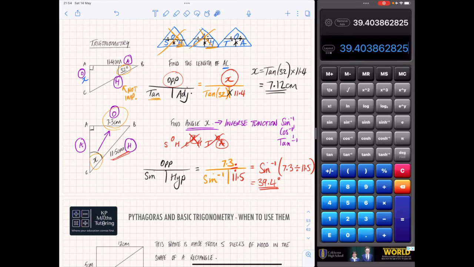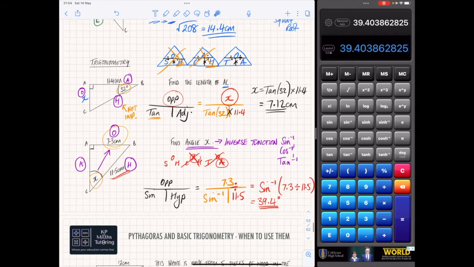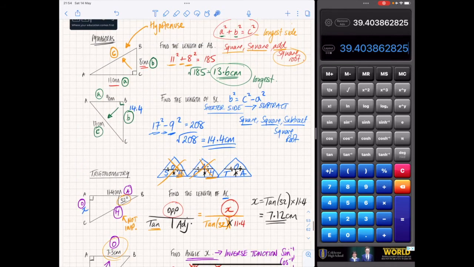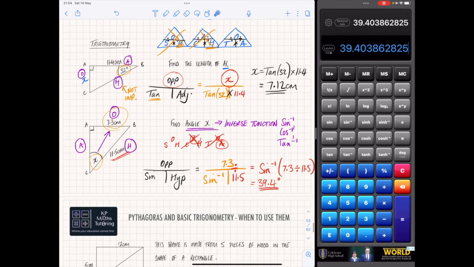But key thing to remember, the process is exactly the same as the one above, except for the fact that in the bottom left, you substitute in sin minus 1, cos minus 1, or tan minus 1. Okay, so that is your basic Pythagoras and trigonometry, when to use it.